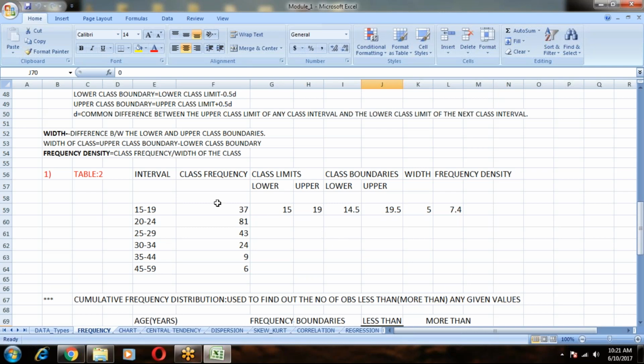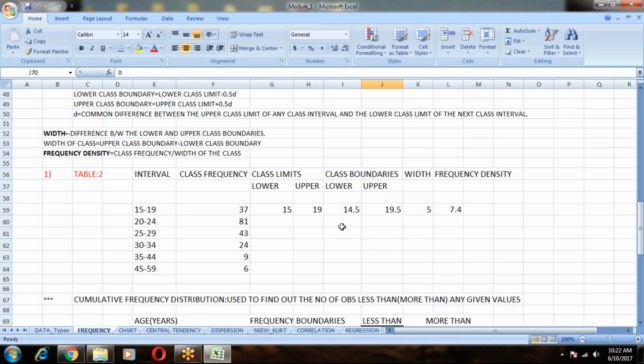Okay. So what we did here in the tabular form, what we have got is the data for the group frequency. I just put those values over here. So what we are having: class intervals, then class frequency, and class limits. So what is our class limit? The lower class limit is 15, the upper class limit is 19.